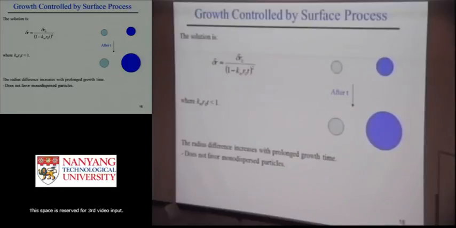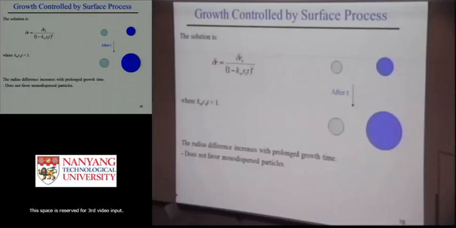When the growth continues, the growth time should increase continuously. So this value, by definition, should always be less than 1. It's set by the boundary condition. So if t increases, it will make this value become smaller, since it's always less than 1. So this value becomes smaller if t increases, and finally this whole part will increase. That is in contrast to the previous diffusion control, where if t increases, this value keeps on increasing. That means the size difference will increase.